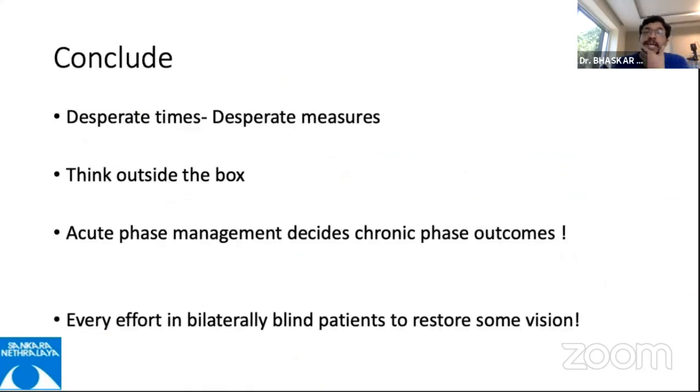So to conclude, desperate times need desperate measures. You might need to think outside the box in certain situations. Acute phase management significantly impacts the chronic phase outcome. And in a bilaterally blind patient, every effort needs to be made to preserve whatever little bit of vision that we can give to the patient.